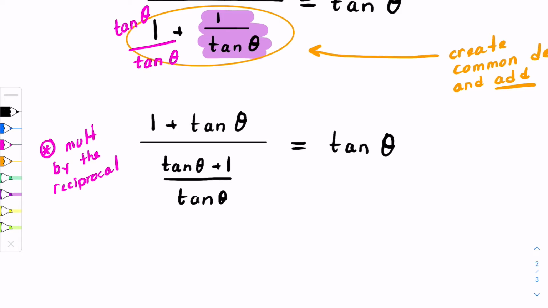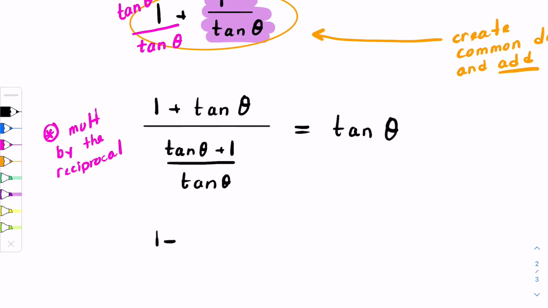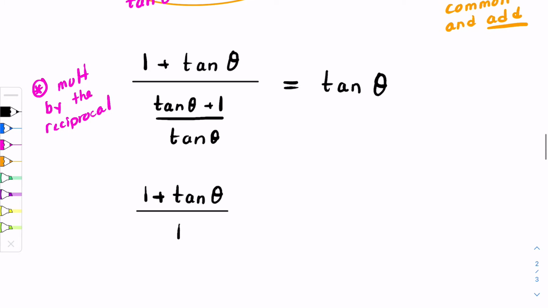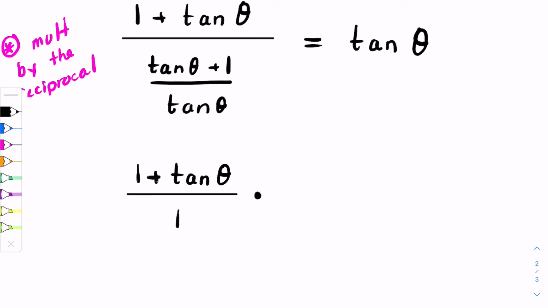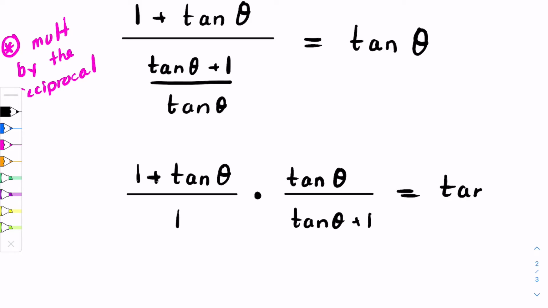In order to multiply by the reciprocal, the first fraction, or the numerator, becomes 1 plus tangent of theta. Technically, this is over 1. I'll just write that so we can keep it organized. And the second fraction, I need to flip, becoming tangent of theta divided by tangent of theta plus 1. And we're proving this is equal to tangent of theta.